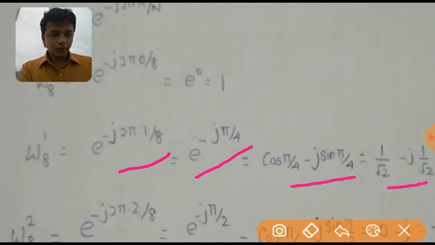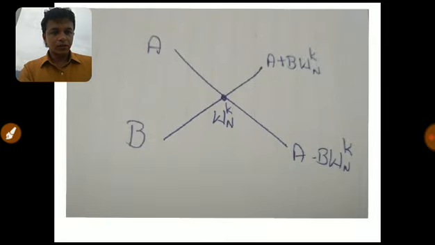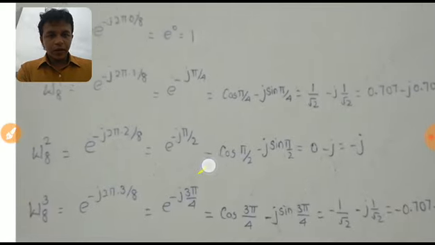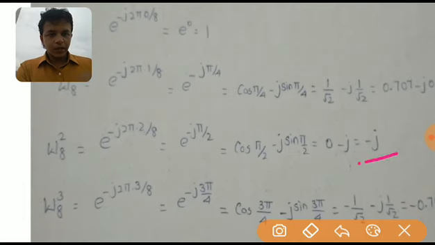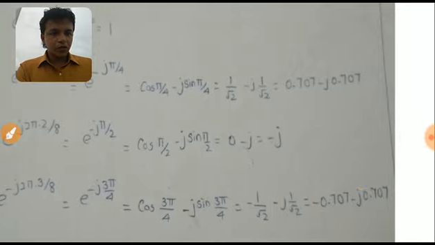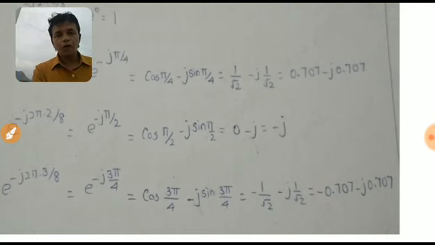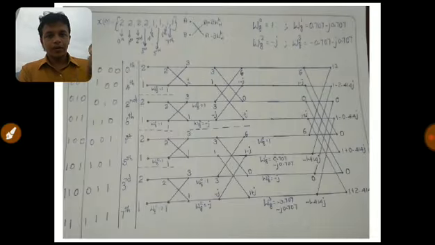So it becomes 0.707 minus j into 0.707, right? Similarly, we have to substitute the values for w8 power 2, that is minus j, and w8 power 3, that is minus 0.707 minus j 0.707. So this is how we find the values for the twiddle factor. Now we are going to use these values in finding the fast Fourier transform using decimation in time, which will be discussed in the next slide. Okay.